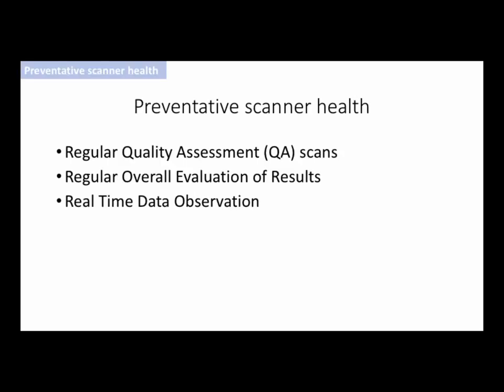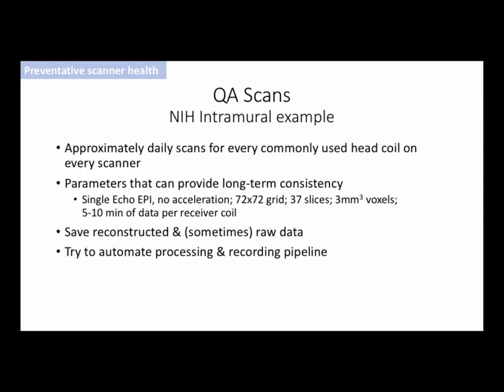For preventative scanner health, I've divided it into regular quality assessment, regular overall evaluation of your results, and real-time data observation. Just as an example of QA scans, this is what's done here. Approximately daily, for every scanner and every commonly used head coil in the scanner, we're collecting data with a phantom, a jar of oil, every single day, using a pretty basic EPI sequence with a consistent grid of voxels for 5 to 10 minutes.